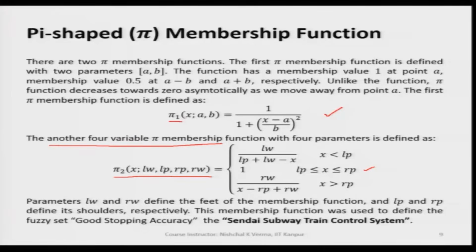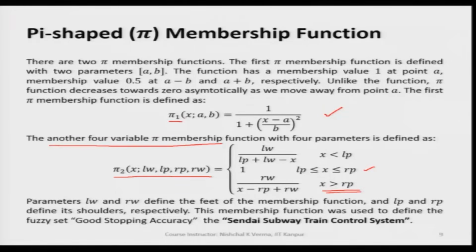And again we have one more case where pi 2(x; Lw, Lp, Rp, Rw) will be equal to Rw over (x minus Rp plus Rw) for all the values of x greater than Rp. So, this way we have two kinds of pi membership function.